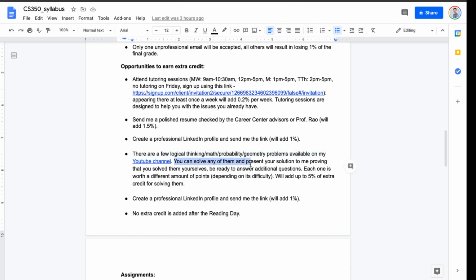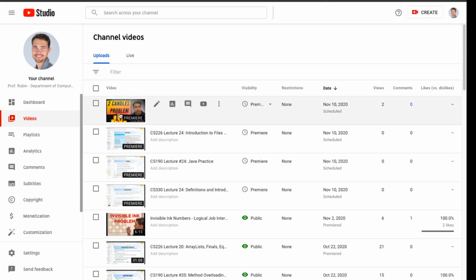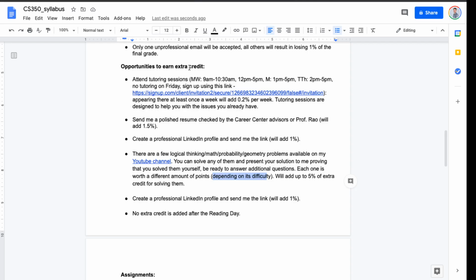But anyway, you can solve any of them and present your solution to me, proving that you solved it yourself. Be ready to answer additional questions. Each one of them is worth a different amount of points. It really depends on the difficulty. This one, the 2 candles problem, is probably the easiest one. It's worth 0.5% of extra credit. There are a couple of 1%, 1.5%, 2%. I think the biggest one was 3% extra credit.